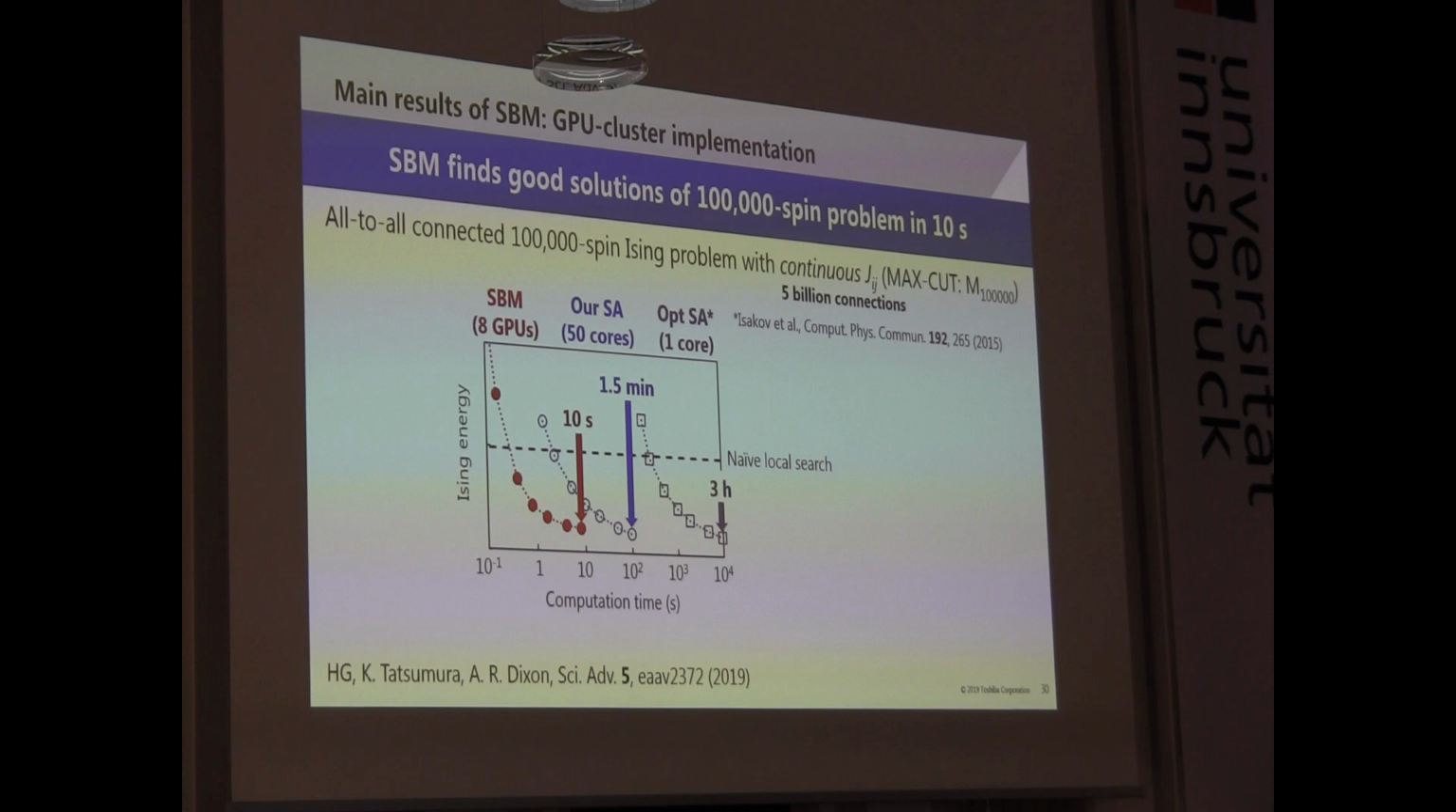And if we use our best SA using 50 CPU cores, then the time is about 1.5 minutes. But our SB machine implemented on 8 GPUs gets similar solutions in just 10 seconds. So this result indicates we can accelerate ultra-large scale combinatorial optimization by using such a classical machine called SBM. Okay?